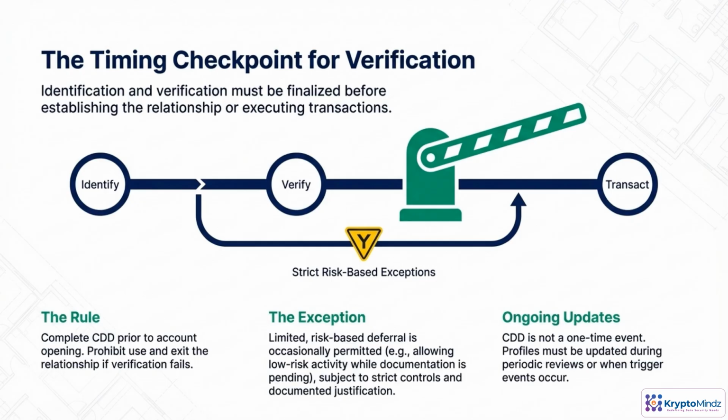Customer identification has 3 key moments. When you first collect the customer's details, when you verify those details, and when you allow them to transact. The default rule is straightforward. Verification must be completed before the relationship is fully opened, and access should be blocked if verification fails. Some regimes allow tightly controlled, risk-based deferrals for clearly low-risk activity, but only with strong justification. And remember, CDD is not set and forget. You refresh it through periodic and event-driven reviews.